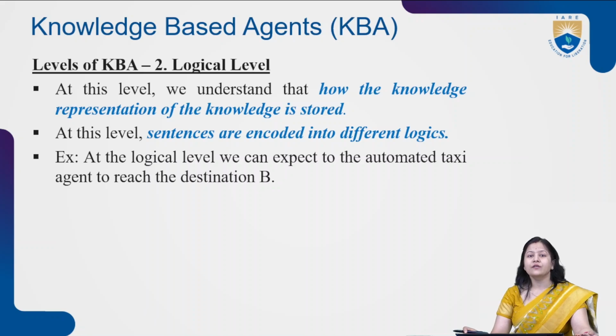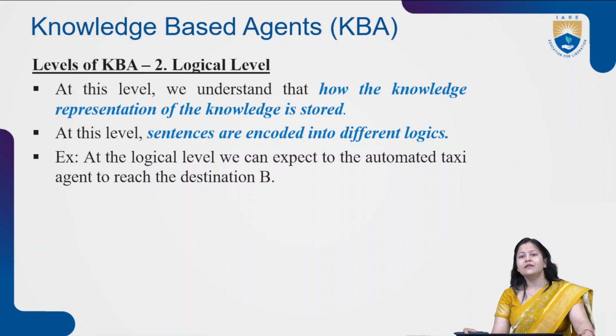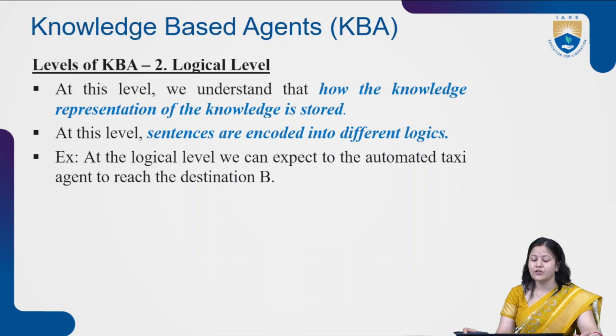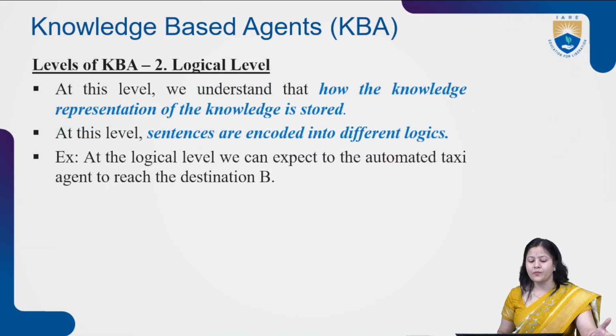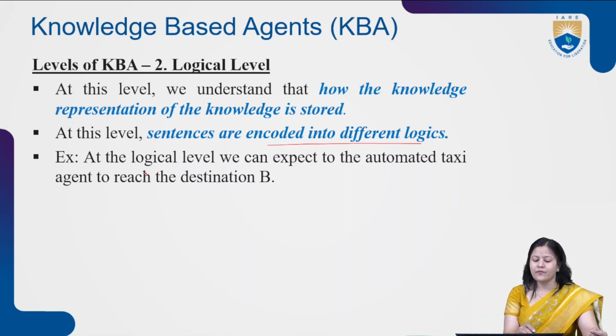The second one is the logical level. At this level, we understand how the knowledge is represented and stored. That means sentences are encoded into different logics. In the first level, the sentences are not encoded; they are formal statements, as if we consider the KBA as a machine. But in the second level, the knowledge will be encoded into different logics, like propositional logic or predicate logic. With the same example at the logical level, we can expect the automated taxi agent to reach the destination B.